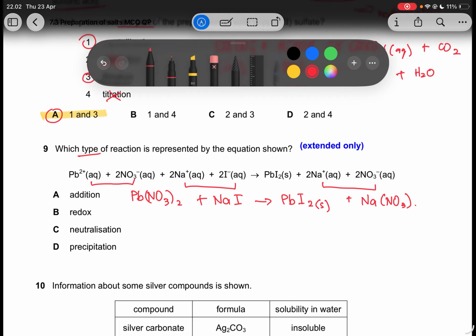So from here, you already know that we have two aqueous solutions and we form one solid. So this solid is our precipitate or our insoluble salt. So we can say that we follow the precipitation method.